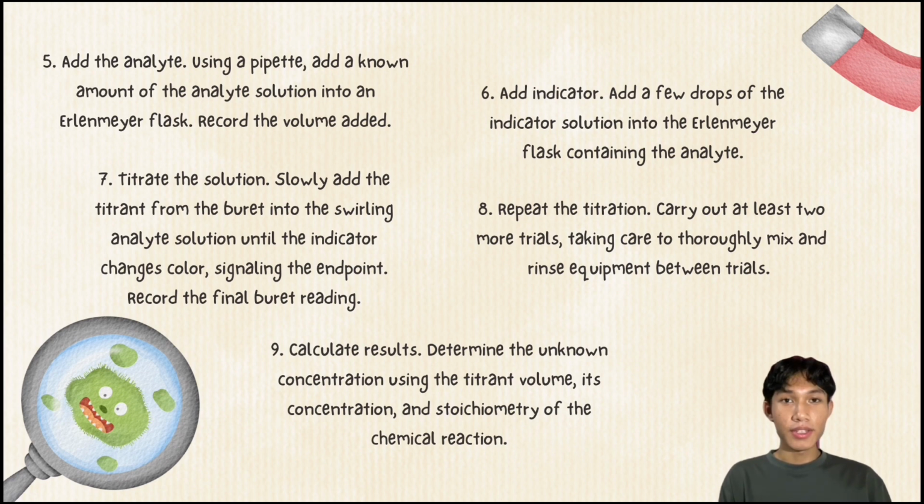The analyte solution is added to an Erlenmeyer flask, the volume is recorded, and then a few drops of indicator solution are added. Titrate the solution by adding the titrant from the burette to the swirling analyte solution until the indicator changes color, and then record the reading and repeat at least 2 more trials. The unknown concentration can be determined by calculating the titrant volume and its concentration and the stoichiometry of the chemical reaction.